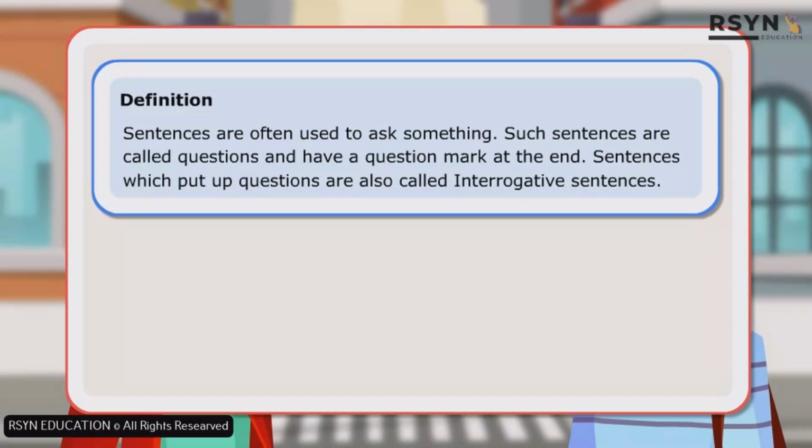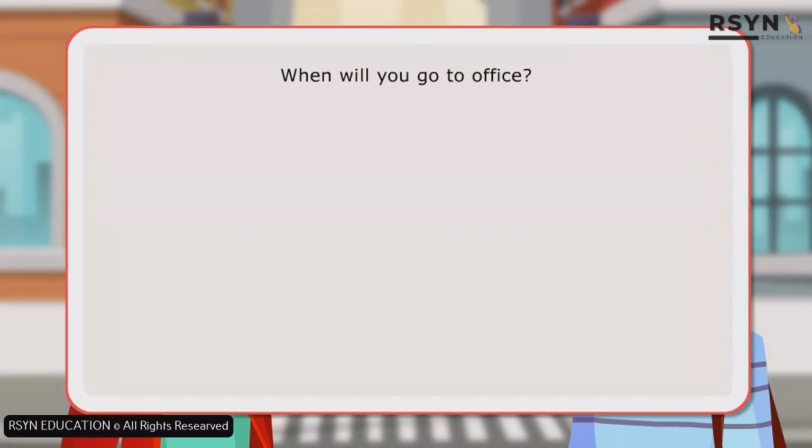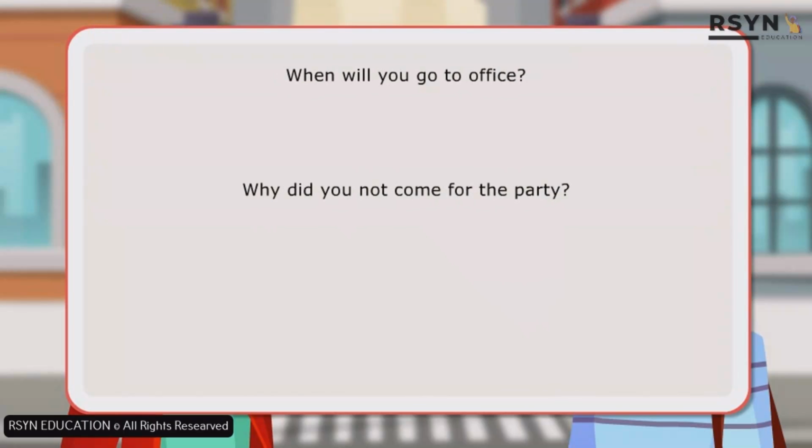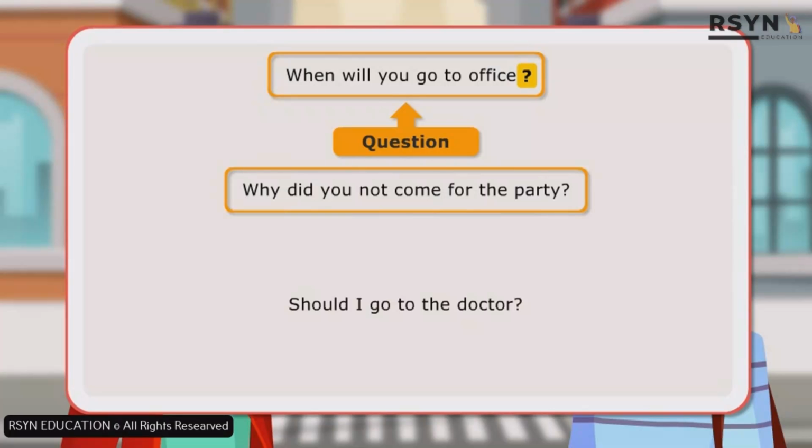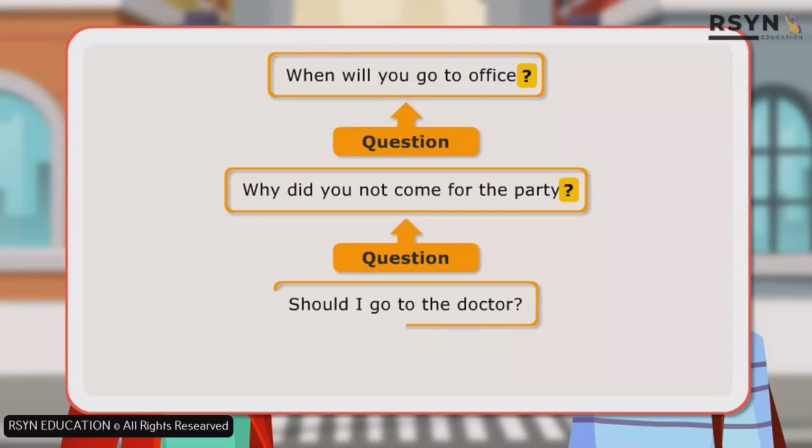Let us look at a few sentences. When will you go to office? Why did you not come for the party? Should I go to the doctor? The first sentence is a question as it asks something and has a question mark at the end. The next sentence also interrogates and ends with a question mark. So it is a question. The third sentence also is a question as it demands an answer and has a question mark at the end.